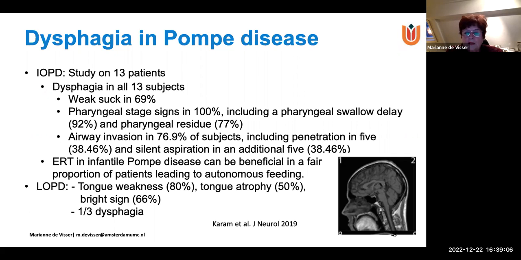Of note, enzyme replacement therapy, which is the therapy for infantile Pompe disease, can be beneficial in a fair proportion of patients who were able to get back to autonomous feeding. But 1/3 of the patients with late onset Pompe disease also have dysphagia and have tongue weakness and tongue atrophy. And on an MRI, it's possible to see the atrophic tongue because it has a bright sign.